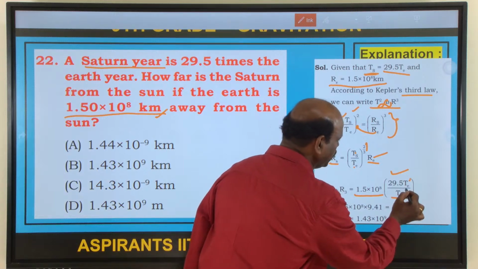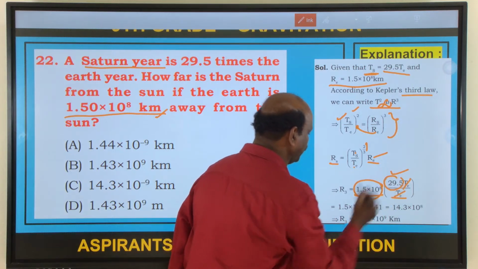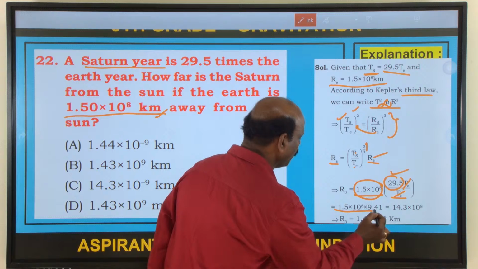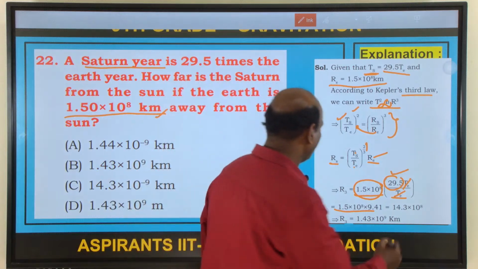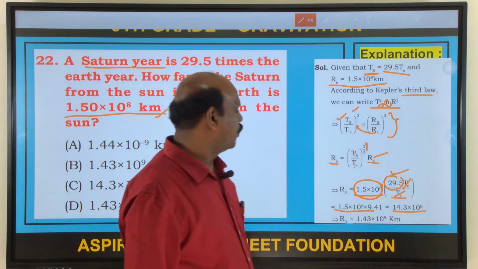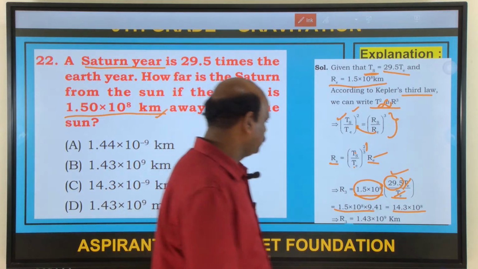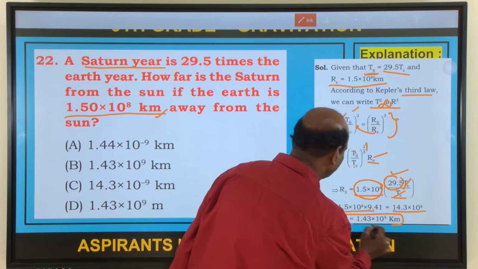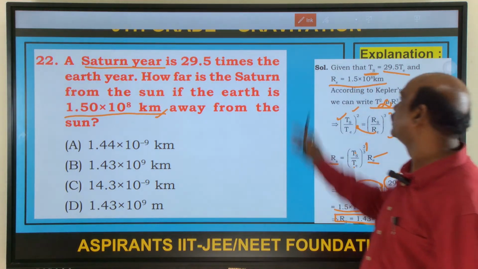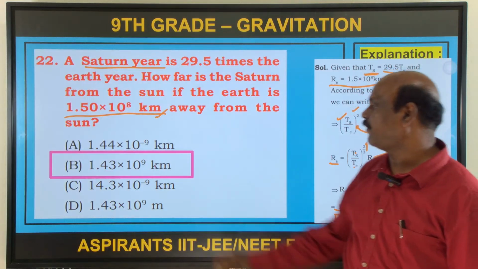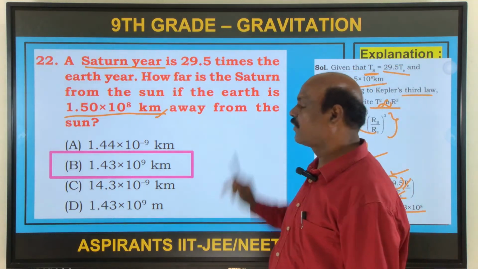The time taken by the Earth cancels. Then you multiply this value with that value, that is 1.5 into 10 power 8 into 9.41, which is 14.3 into 10 power 8. And if you take this value, we get 1.43 into 10 power 9 kilometers. So 1.43 into 10 power 9 kilometers is the distance of Saturn from the Sun.